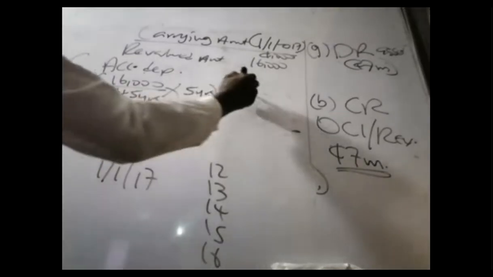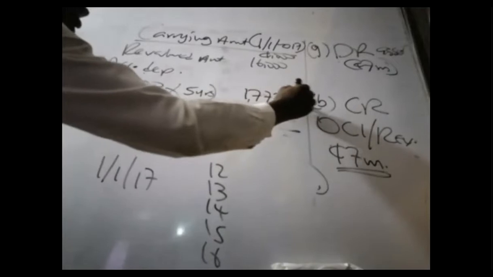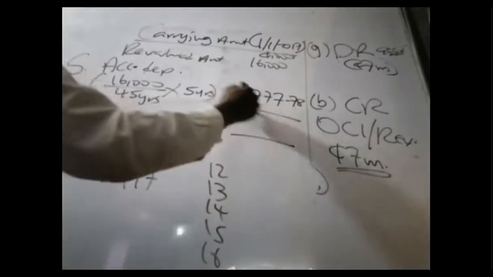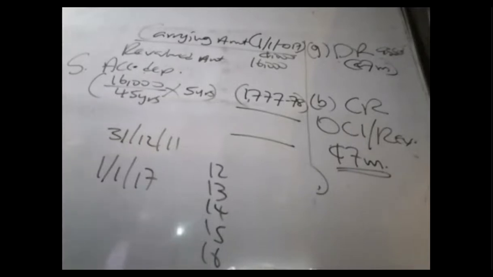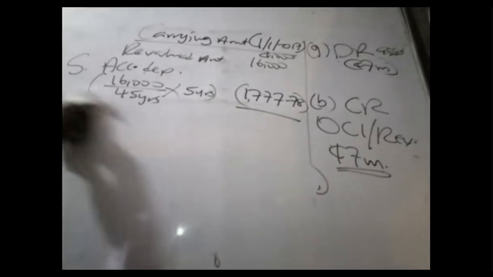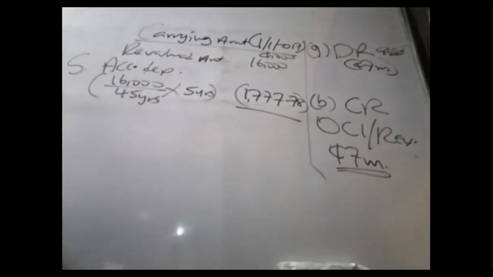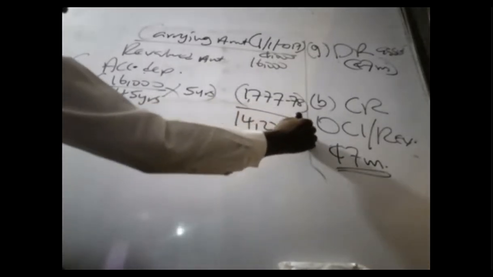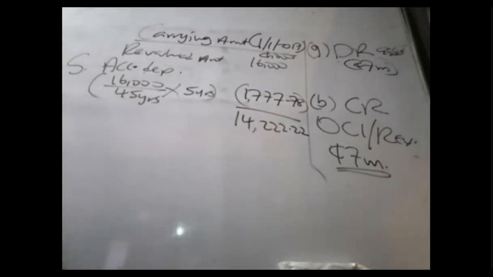So let's round it to the nearest number. Okay, let's maintain it to 2 decimal places. So 177777.78. What is the current amount of this asset? So the current amount becomes 14,222.22. Wow, I like how the 2s are.